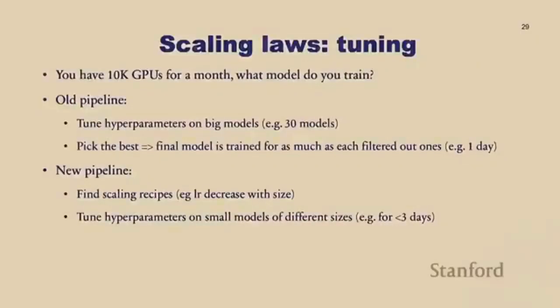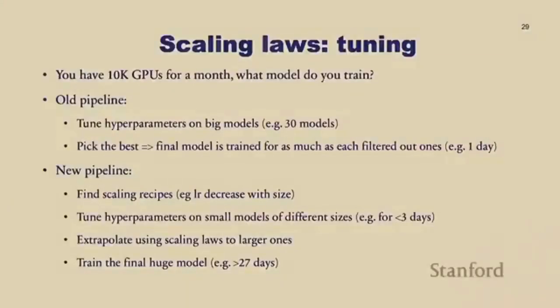Let's say for 3 days of my 30 days, I will train many different models and do hyperparameter tuning on these small models, each of different sizes. Then I will fit a scaling law and try to extrapolate from these smaller models which one will be the best if I train it for much longer, for a larger model. And then I will train the final huge model for 27 days instead of just 1 day. So the new pipeline is not to do hyperparameter tuning at the real scale of the model that you're going to use in practice, but to do things on smaller ones at different scales and try to predict how well they will perform once you make them bigger.